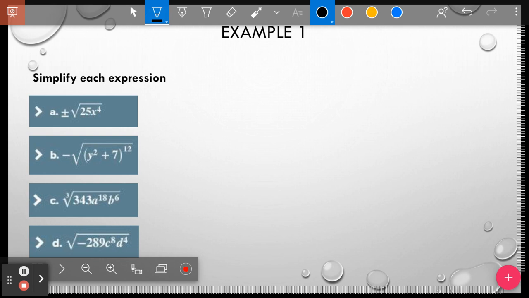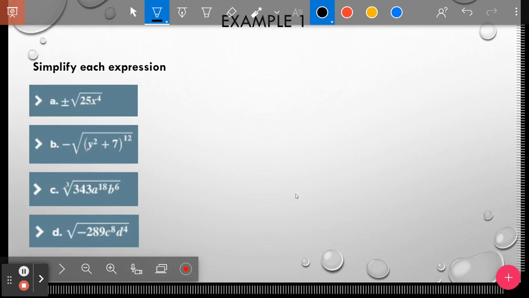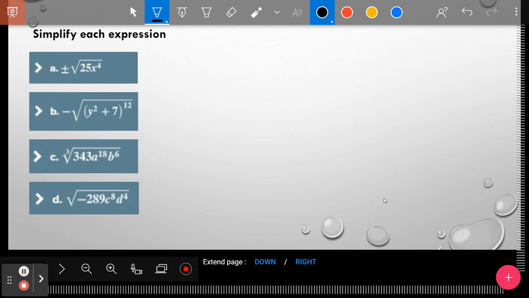All right, square root of 25. Let's simplify each of these expressions. The square root of 25 is 5. So this plus minus symbol in front stays, 5. And now there's automatically a 2 here. So when I'm dealing with the x part, I do the exponent 4 divided by the number in the index, and so in this case it would be x squared. The negative stays in front. This is a 2 here, and this is all in parentheses. And 12 divided by 2 is 6.